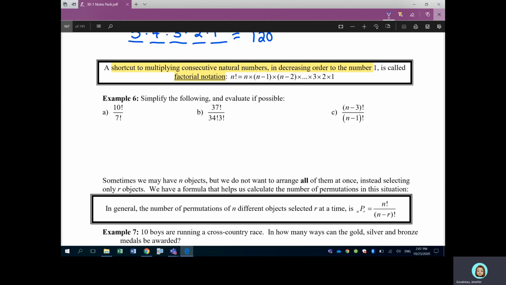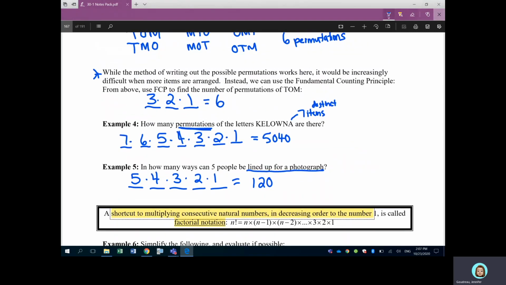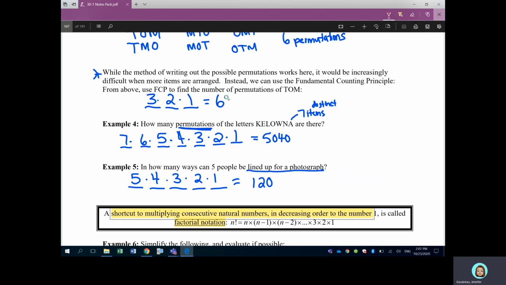And we keep going down by 1 until we get to 3 times 2 times 1, which means if we back up here to the letters of T, O, and M, 3 times 2 times 1 is 6, but we could have also written that as 3 factorial. Same thing with example 4, 7 times 6 times 5 times 4 times 3 times 2 times 1. We could have written that as 7 factorial. And finally, in example 5, 5 times 4 times 3 times 2 times 1 is 5 factorial.